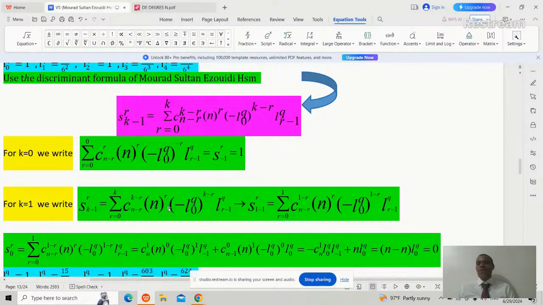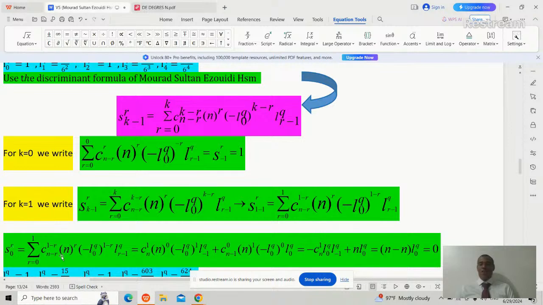We proceed, learners, we continue to find S1. You just set K equal 1 to write the value of S0. Therefore, I will use the discriminant formula, which is Sk minus 1 of order R equal the sum from 0 to K, combination n minus R, choose K minus R, of course, n raised to the power R between parentheses, negative L0 for the Q raised to the power K minus R times the coefficient of the original polynomial. Now, if you substitute K with 1, you will get S1 minus 1 is 0. That's why here I will write 0, S0 of order R.